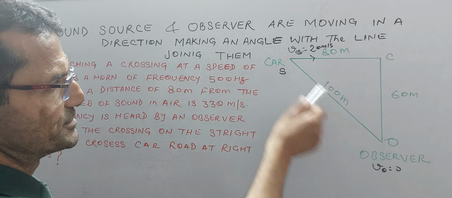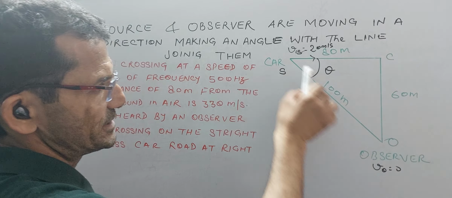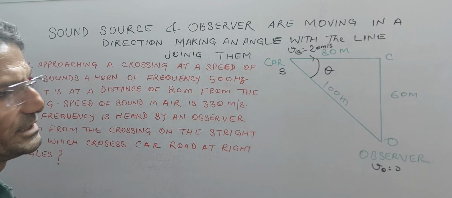We need to calculate the apparent frequency heard by the observer, which is at some angle theta from the straight line. That angle is not given, so we have to calculate it from the geometry, because the distances 80 meters, 60 meters and 100 meters let us calculate it easily.